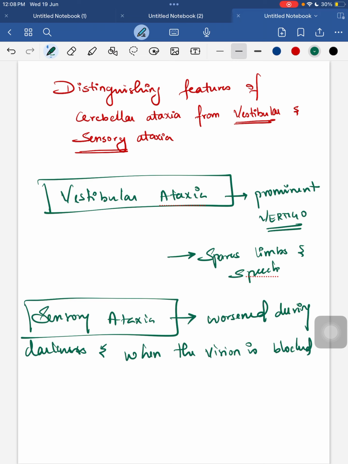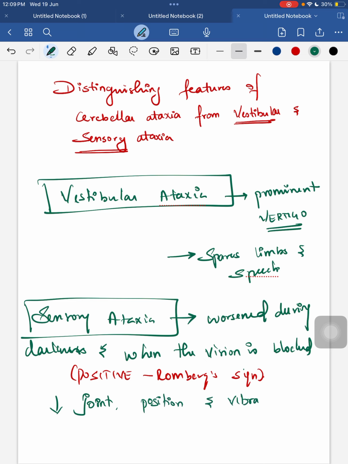Next, it is also associated with decreased joint position and vibration sense. Okay, this is how you differentiate vestibular ataxia and sensory ataxia from cerebellar ataxia.